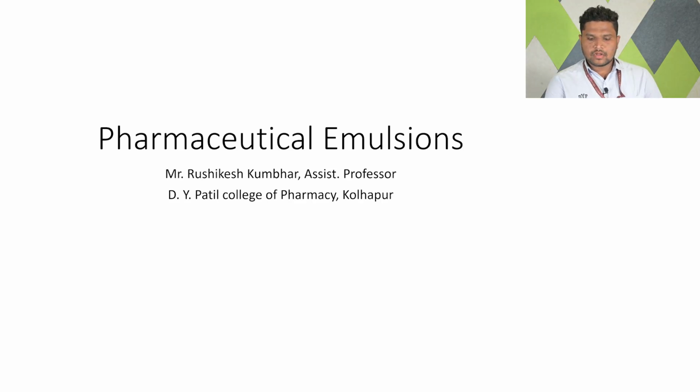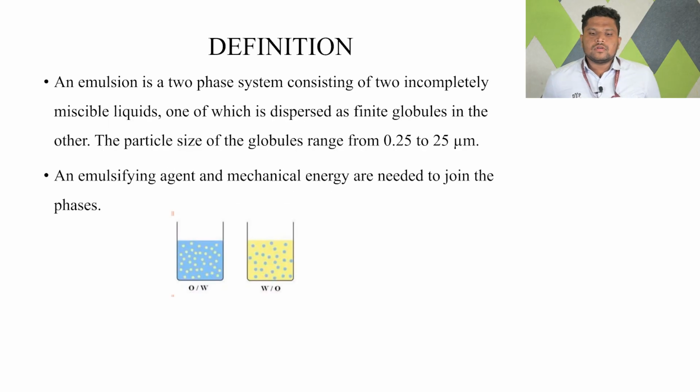Water means liquid, and oil. Here you see clearly that an emulsion is a two-phase system consisting of two incompletely miscible liquids. Please note: incompletely miscible liquids. Incompletely miscible means they are not mixed well.